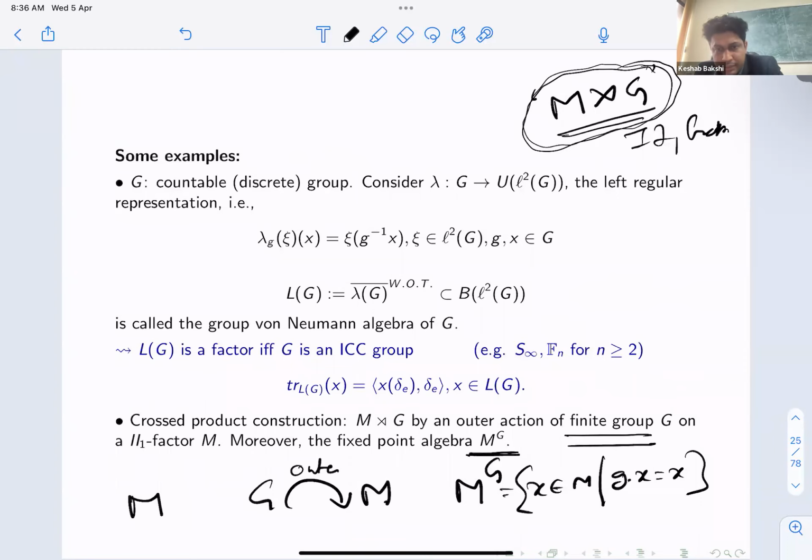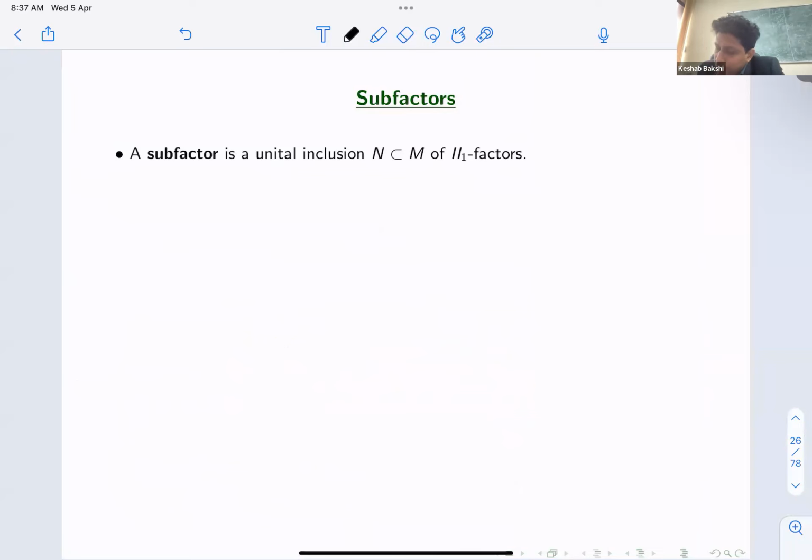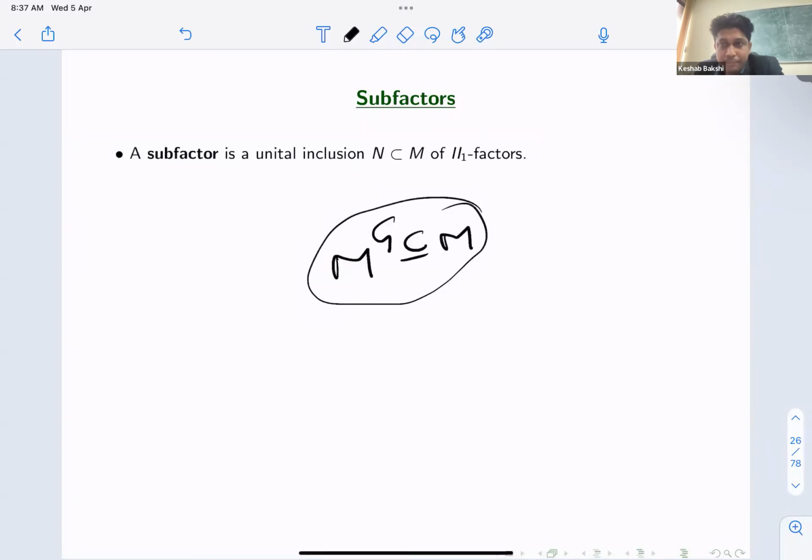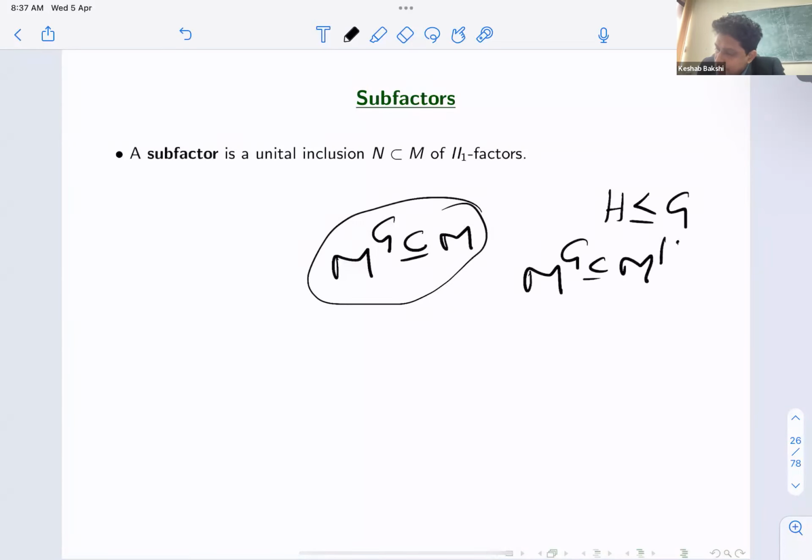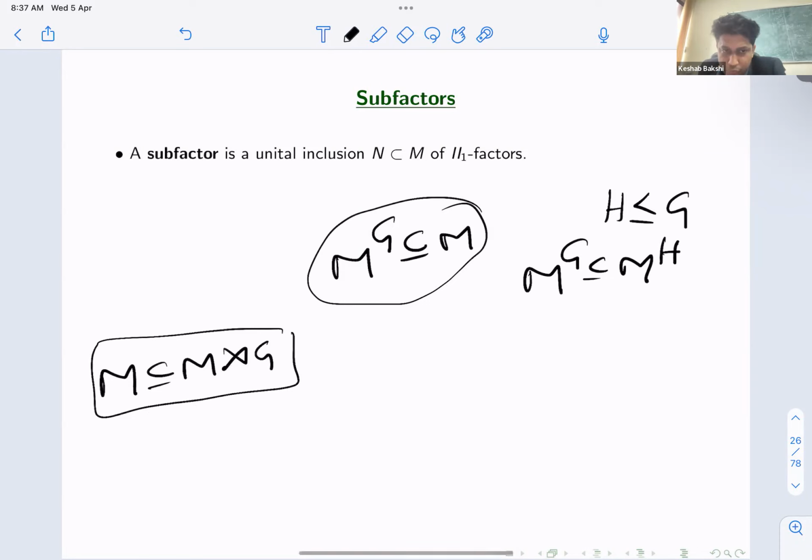So out of a II_1 factor M, you can produce another II_1 factor. And therefore, what we got is an inclusion of II_1 factors, M^G subset M. Or more generally, if you have a subgroup H in a group G, we can have the inclusion M^G subset M^H. And also we have M subset M cross product G. So this is an inclusion of II_1 factors, and more generally for subgroups too.